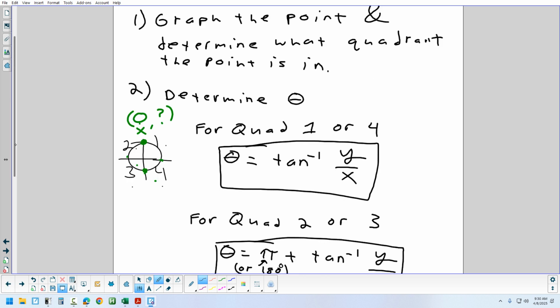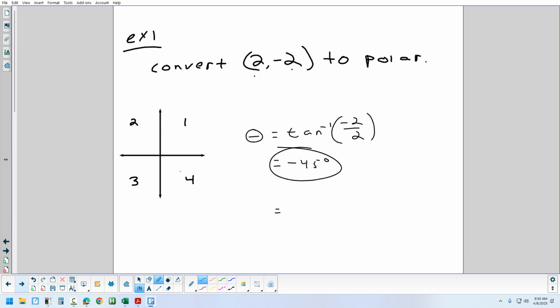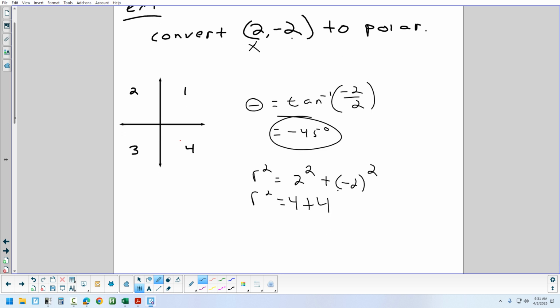Okay. Radius. r squared equals x squared plus y squared. Make sure you put parentheses around that -2 if you do it on a calculator, because it won't work if you don't. But I think we can handle that one in our head. What's 2 squared? What's negative 2 squared? So that means r squared is 8. So r is how much?